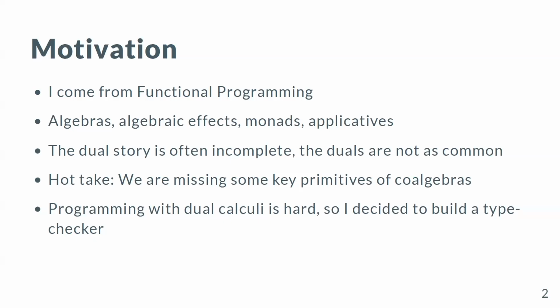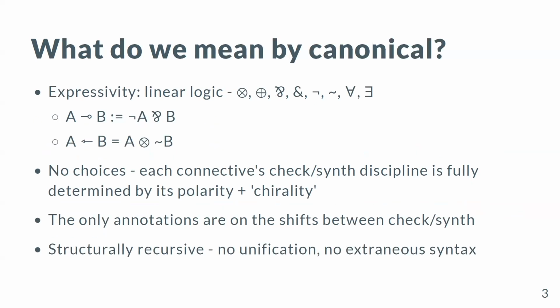This talk is about type checking these languages, because even though I want to use them for programming, I do find them a bit unintuitive. And since I like type-driven development, I wanted to build a type checker to help me experiment. And in the process of doing that, I found some interesting things of wider interest. First, because the title of the talk says that it's canonical, I should qualify what I mean, because it's a very high bar.